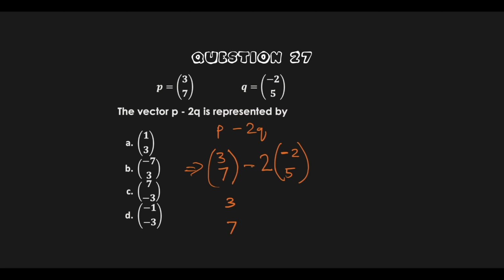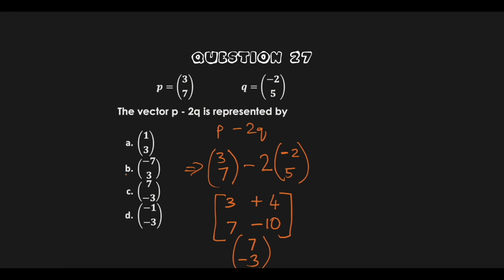Now it's like saying minus 2 times minus 2, which is positive 4, because a negative times a negative is a positive. Then negative 2 times positive 5 is a negative, because a negative times a positive is a negative. So negative 2 times 5 is negative 10. So now we can simplify this. So 3 plus 4 is 7, and 7 take away 10 is negative 3.